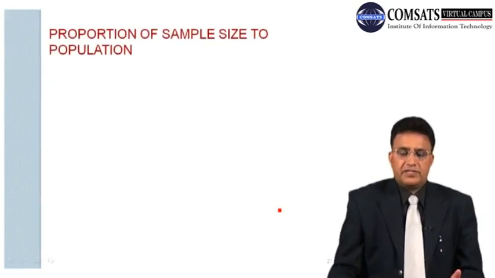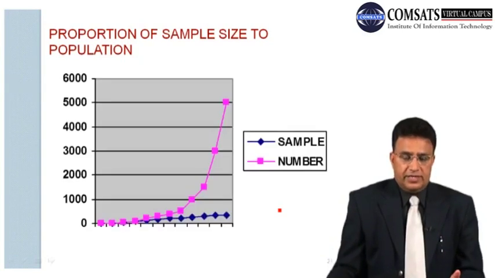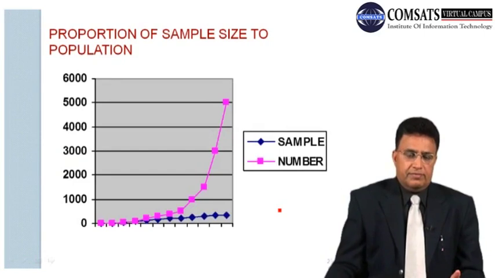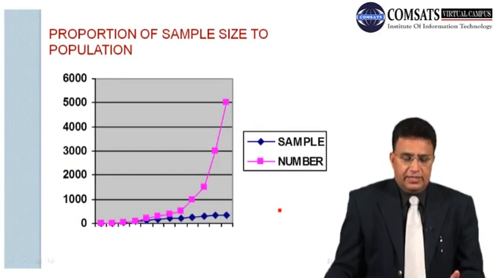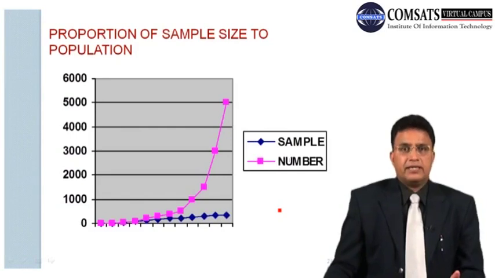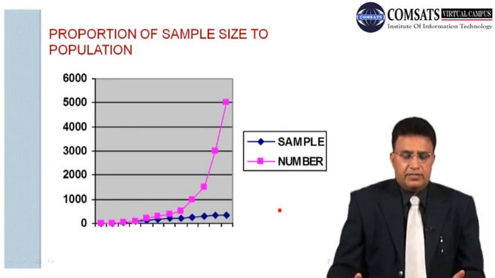First of all, proportion of sample size to population. Here, you can see in a graph that you have the sample in black, and it is in a horizontal order. You can see at the bottom on the x-axis, as the sample increases, so does the population. The population is given on the y-axis in a vertical line. So it's 1,000, 2,000, and maximum 6,000. Look at what would be the sample size.